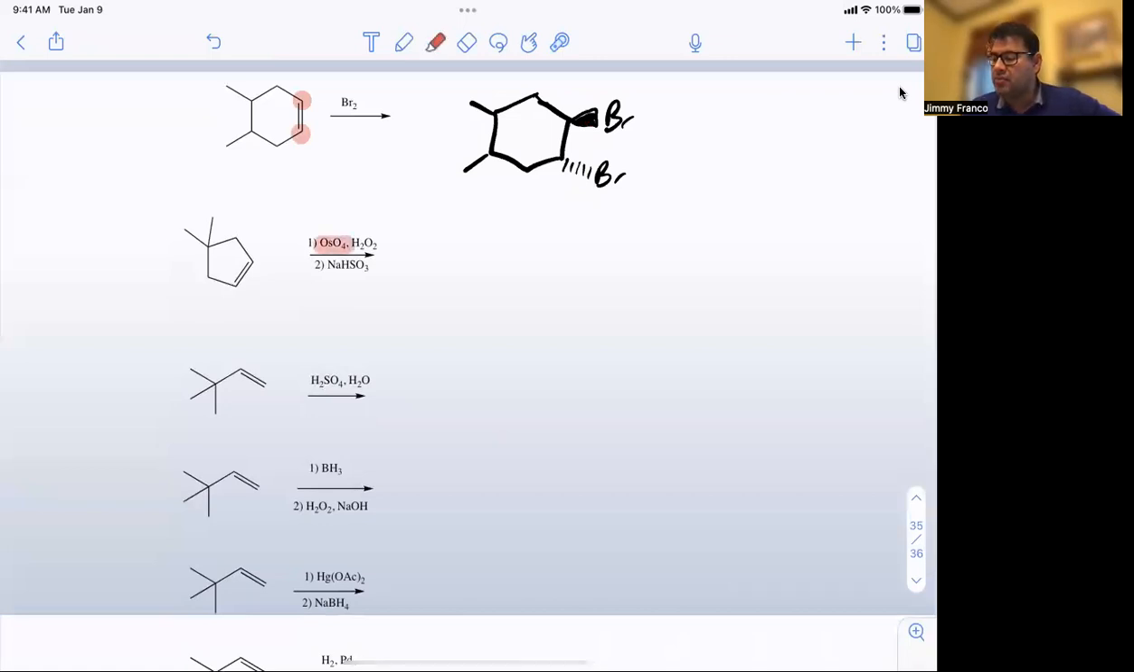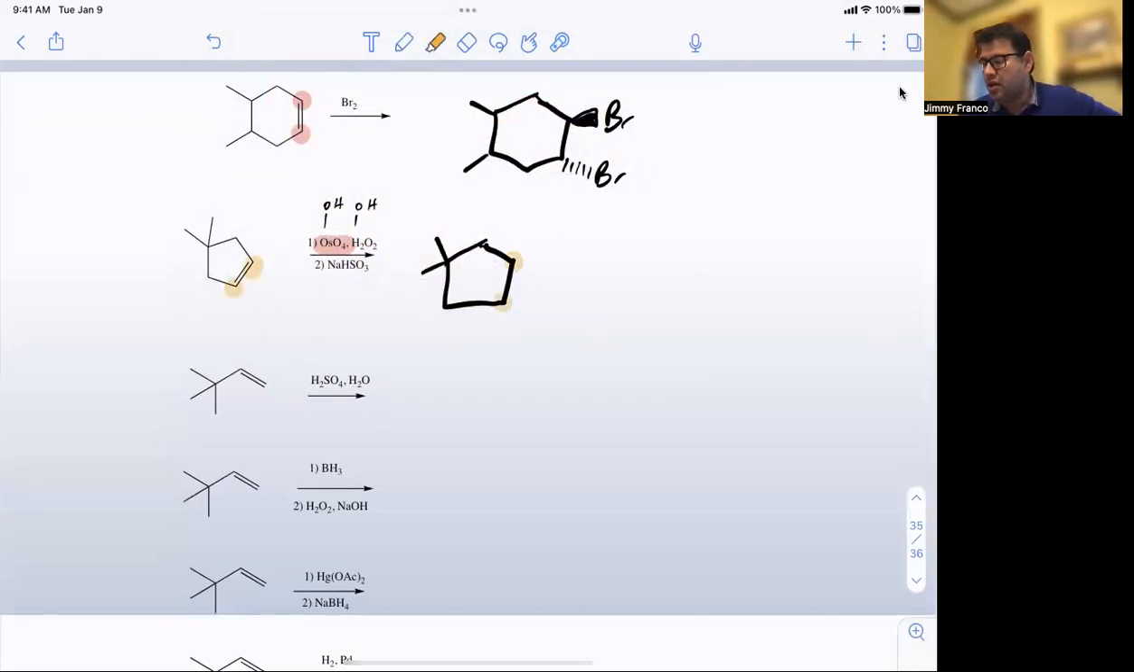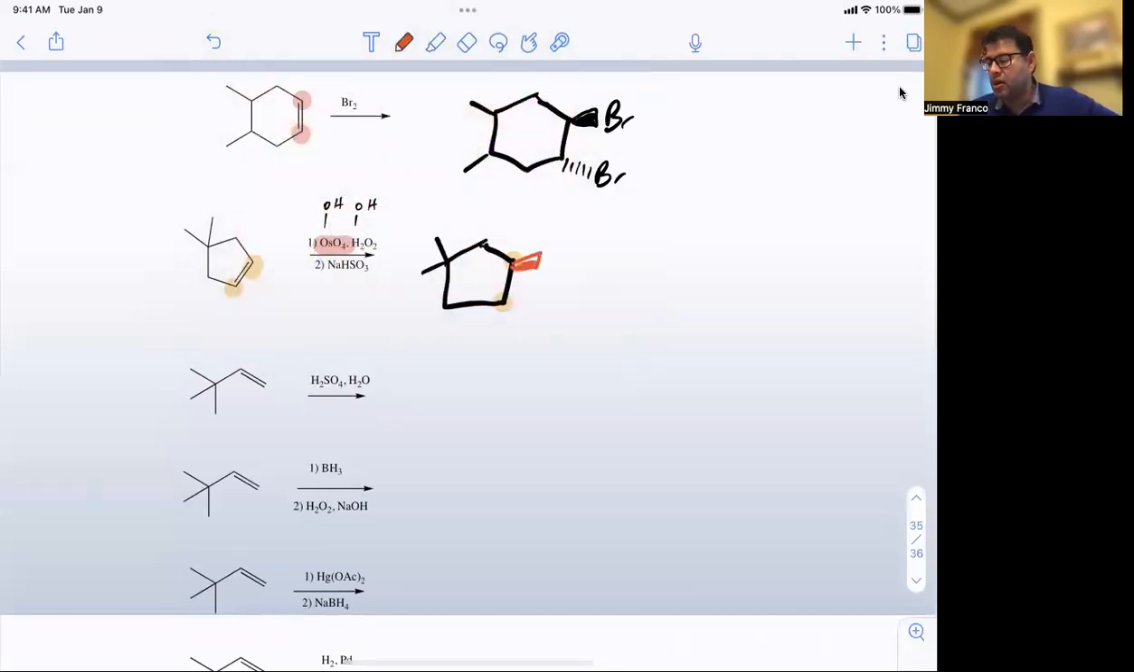Anytime we see osmium, remember that's going to tell us that we're going to make a diol and a syn diol, right? Meaning they're going to add to the same side. So osmium is going to yell out syn diol. So we're going to draw our cyclopentane. We keep those two carbon groups coming off of it. Okay. And then where our double bond was, we get our two alcohols. So remember, it doesn't matter if they're both wedged or both dashed, they just have to be the same. Okay. So if you drew the dashed instead, that's fine. Right? They just have to be syn, right? They're going to show the same direction.